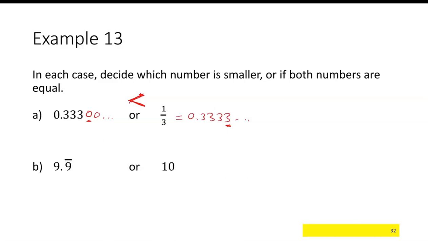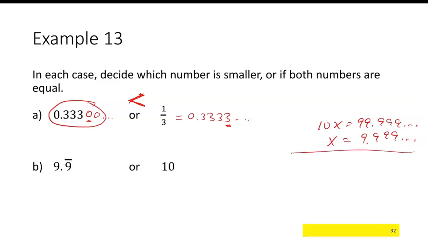So in each case, decide which number is smaller. This first number is the smaller number; 1/3 is the larger. For the second one, 9.99999 repeating or 10. Well, if I go to the trick I did earlier, if I set x equal to 9.999 repeating, that's a period of 1. So if I multiply by 10, this would be 99.9999 repeating. So this would become 9x equals 99 minus 9, which is 90, and everything after that disappears. Divide by 9, you get x equals 10. And what that tells me is that these two are actually equal.